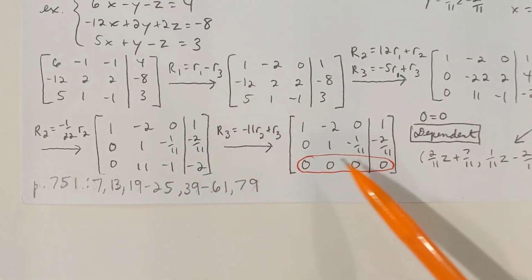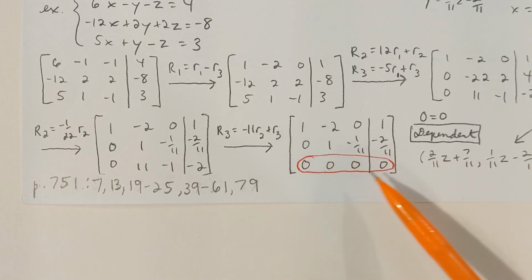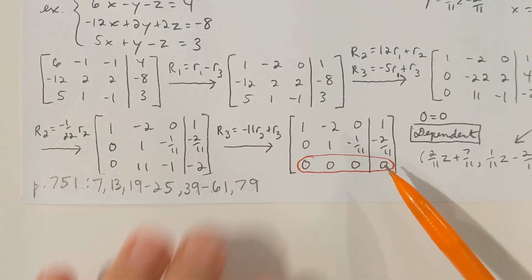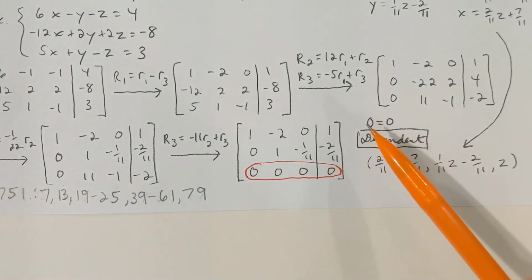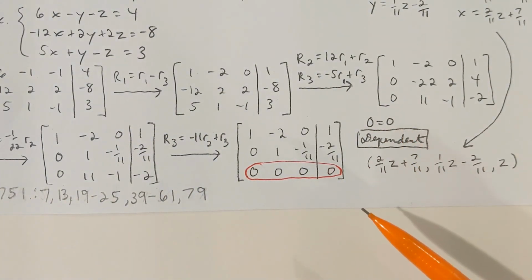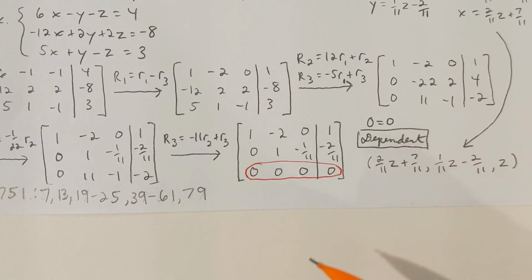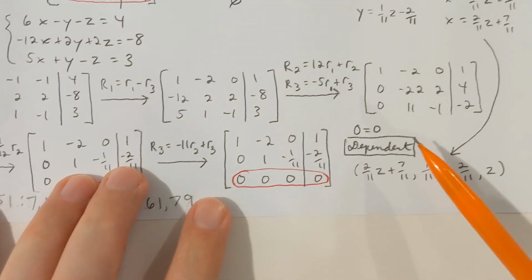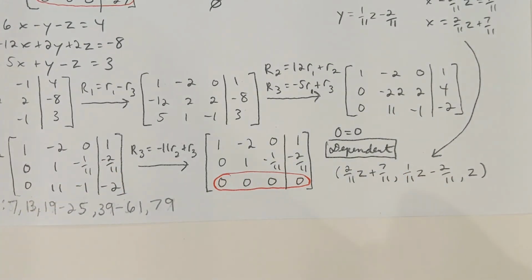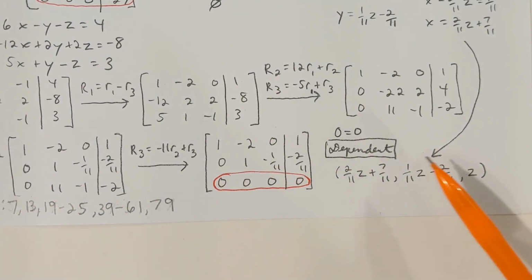So here's my new row 3, which is all zeros. Now, when I convert back to a system, of course, the third equation would be 0 equals 0, which is not news to us, but it's a true statement. So in this problem, we would have a dependent system. There are infinitely many solutions, and here would be my answer written as an ordered triplet. Okay.